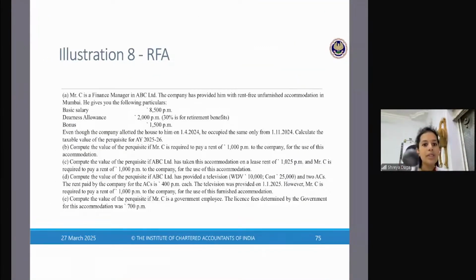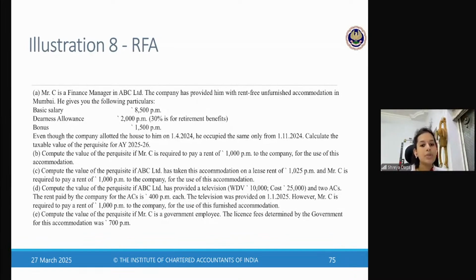Next, we do illustration 8, which is on rent-free accommodation. This is a sum we will solve. Okay, you can see there are 5 parts of it, A, B, C, D, E. But they will not take too much time. They are very small things. And nowadays I'm seeing these kind of questions are very popular in exam, where the question is broken into small parts, and it's easy to get marks also in this way.